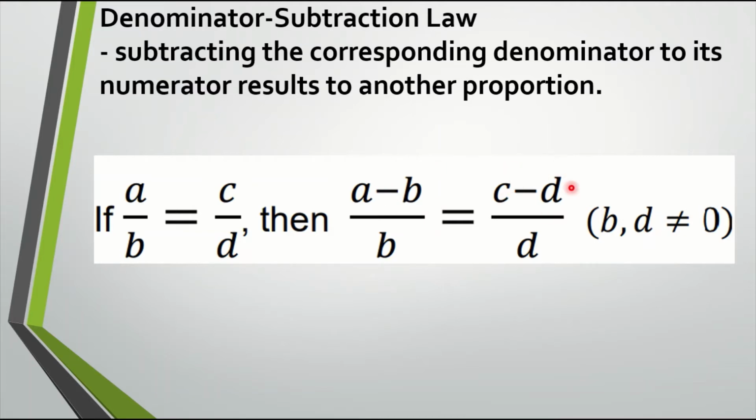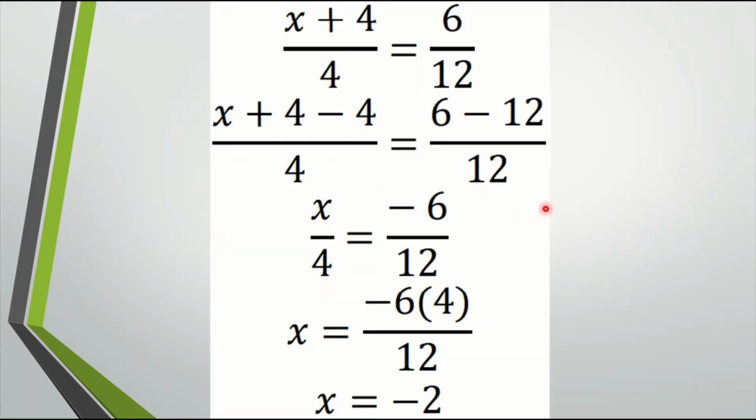Same as with this. So, x plus 4 over 4 is equal to 6 plus 12. So, since 4 ang given natin dito, magma-minus tayo ngayon ng 4 sa baba. Okay? x plus 4 minus 4 over 4 is equal to 6 minus 12 over 12.